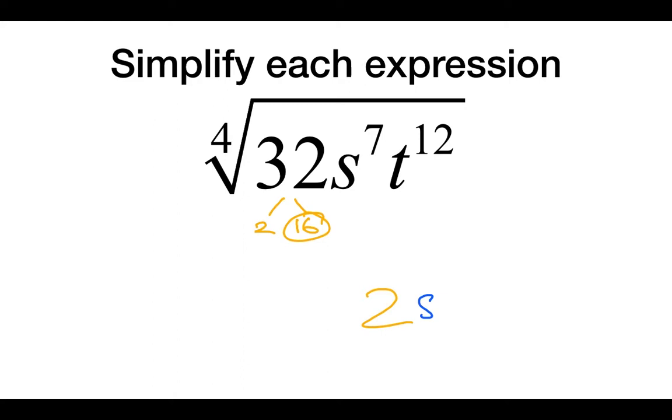And with t to the 12th, we can actually get out 3. Inside our 4th root box, we're left with the 2 that we had that was left over. And we had 3 s's left. So I'm going to say s cubed.